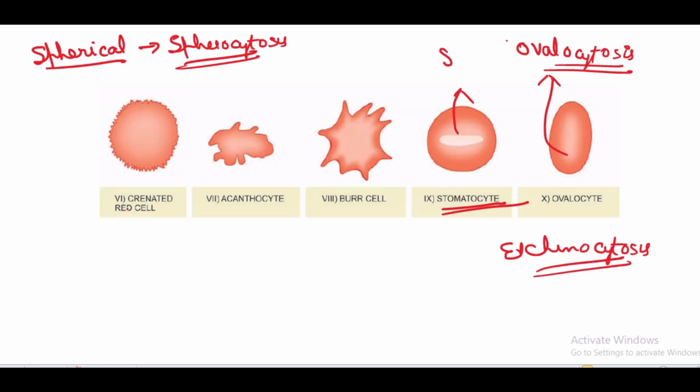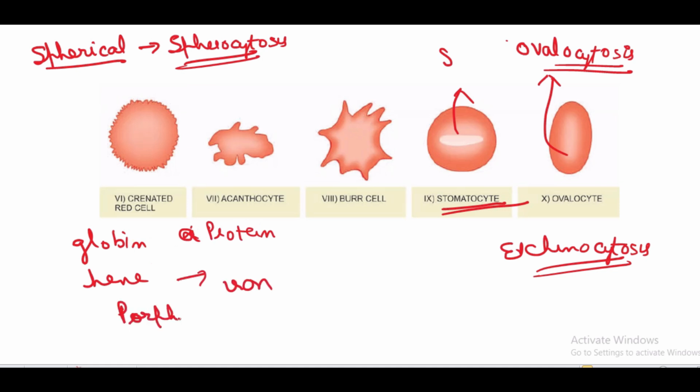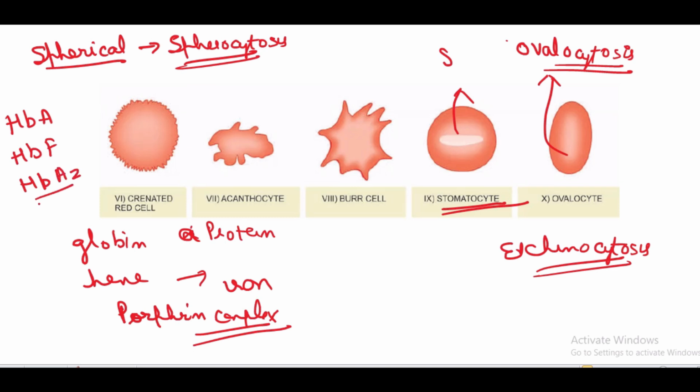We know that hemoglobin consists of globin and heme. Globin is a protein and heme is an iron porphyrin complex. So there are HbA, HbF and HbA2. HbA contains alpha 2 beta 2 units, HbF alpha 2 gamma 2 units, and HbA2 alpha 2 delta 2 units.